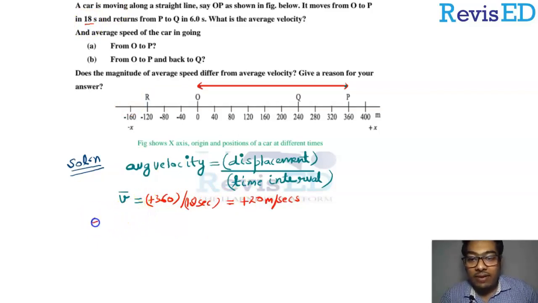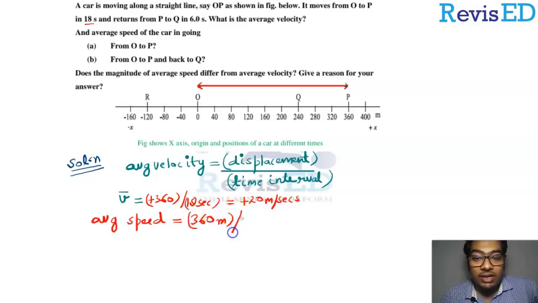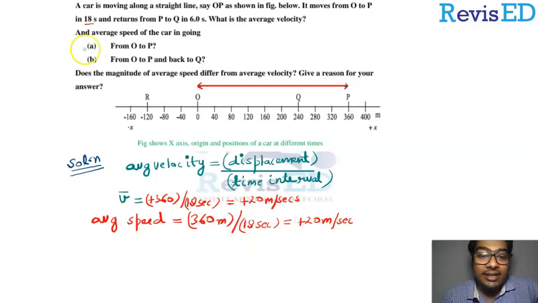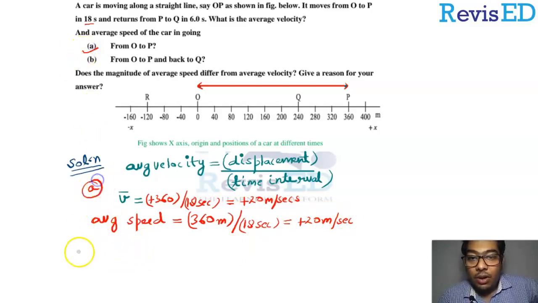And let us calculate the average speed as well. Average speed will be equal to the total distance divided by total time. The distance was 360 meter and the total time is 18 seconds. So this is 20 meter per second. So in our first case, our average velocity and average speed are the same, right? When a body moves in a straight line.